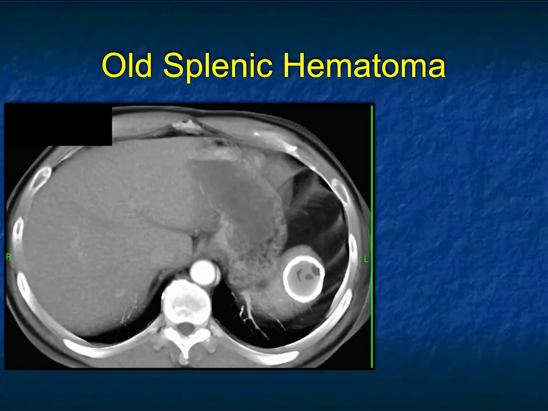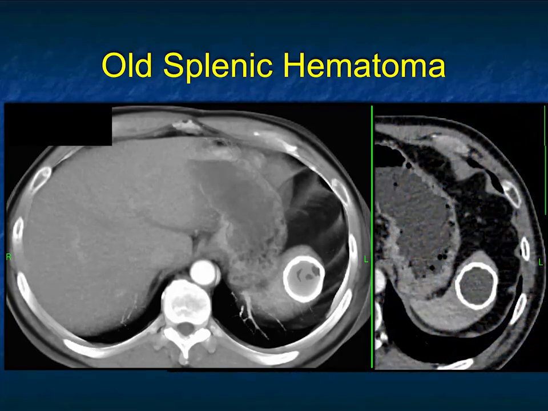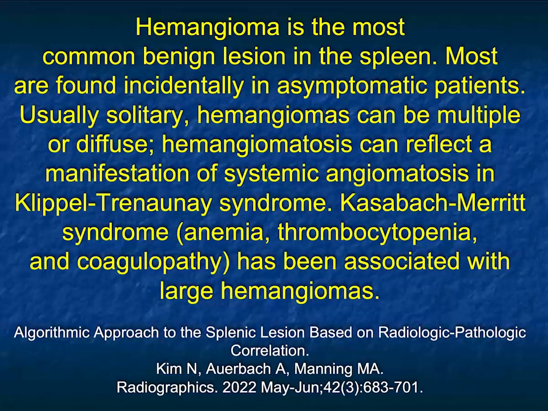Here's an old hematoma. Whether it's spleen, liver, kidneys, adrenals, something with dense calcification like that, rim-like calcification, it's typically an old hematoma. Could this be an old cyst? Yes, but it's a cyst that probably was a hematoma. So again, very coarse, dense calcification, easy diagnosis, hematoma.